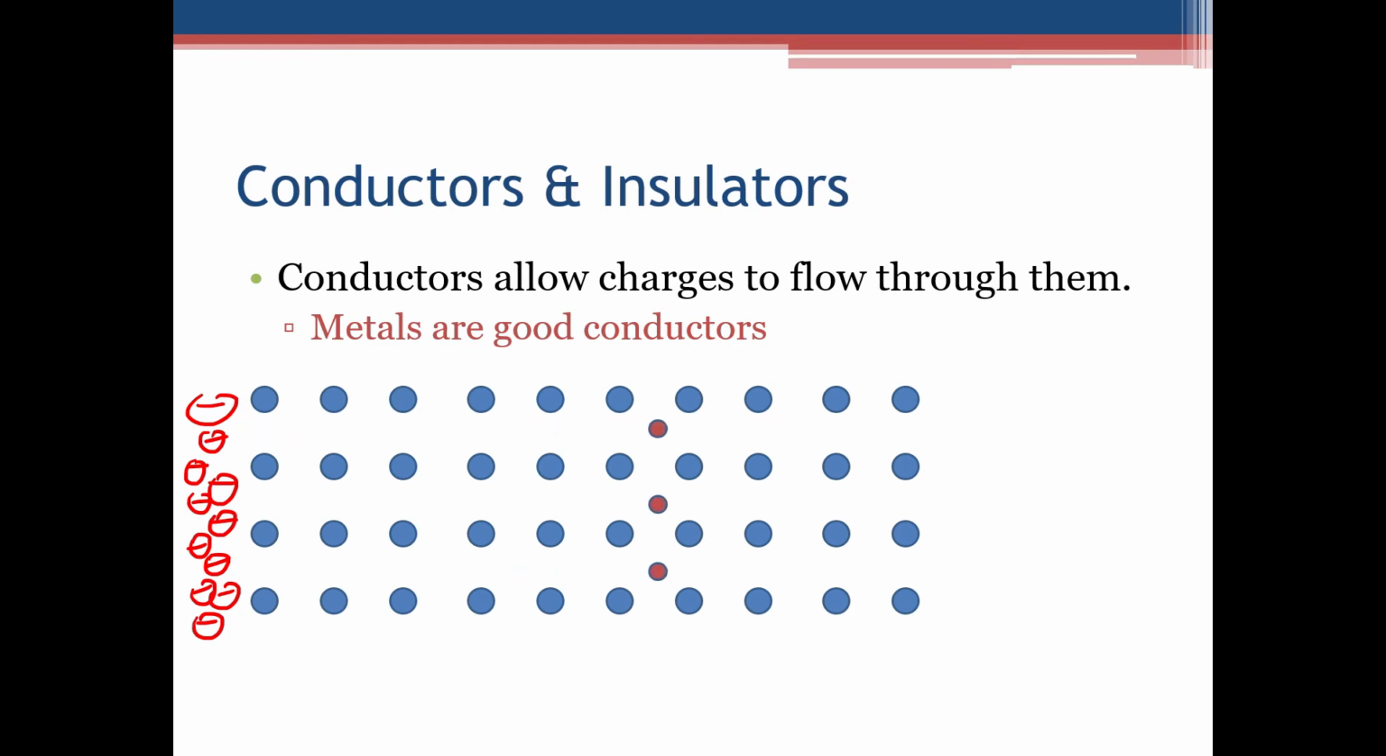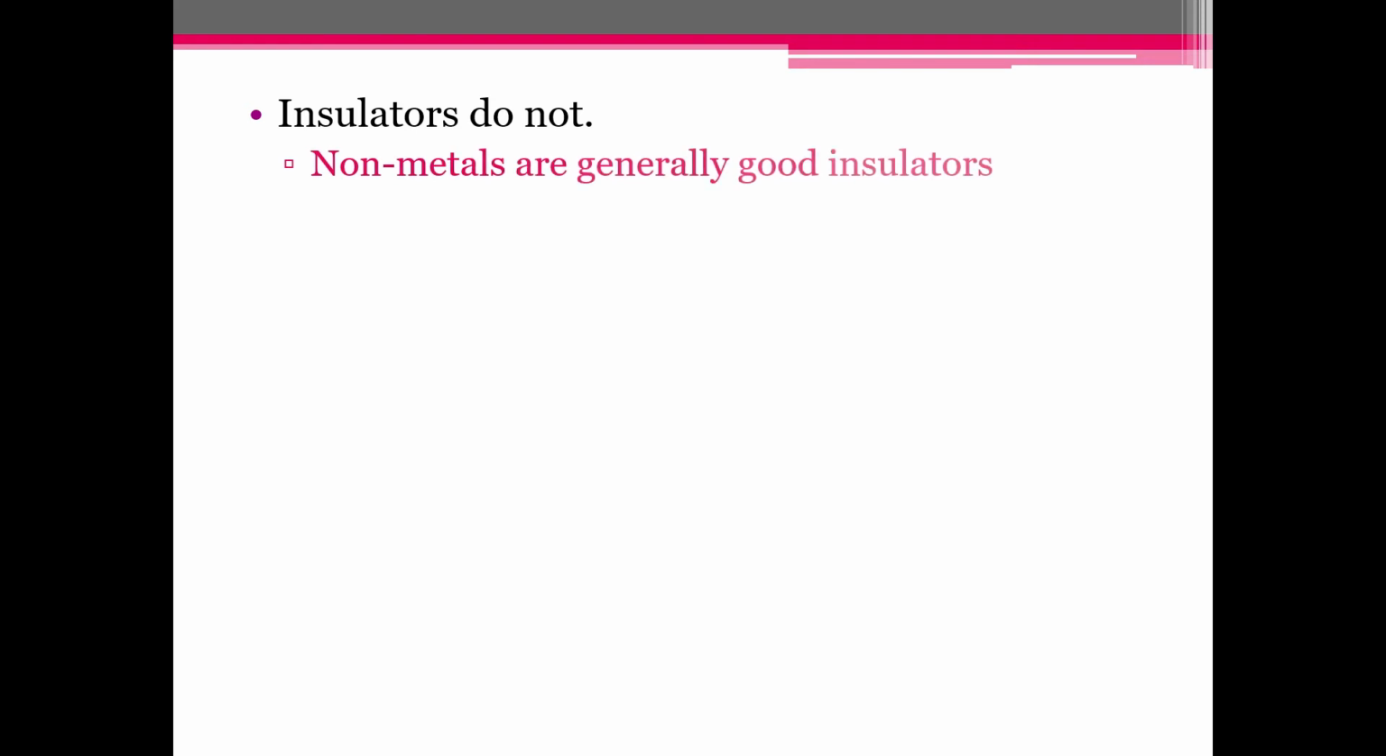Now, by contrast, an insulator does not do that. An insulator has an atomic structure that does not facilitate the easy movement of electrons. Generally, nonmetals are very good at this. And part of the reason for that is they do not have an atomic structure that is conducive to allowing electrons to move through them.